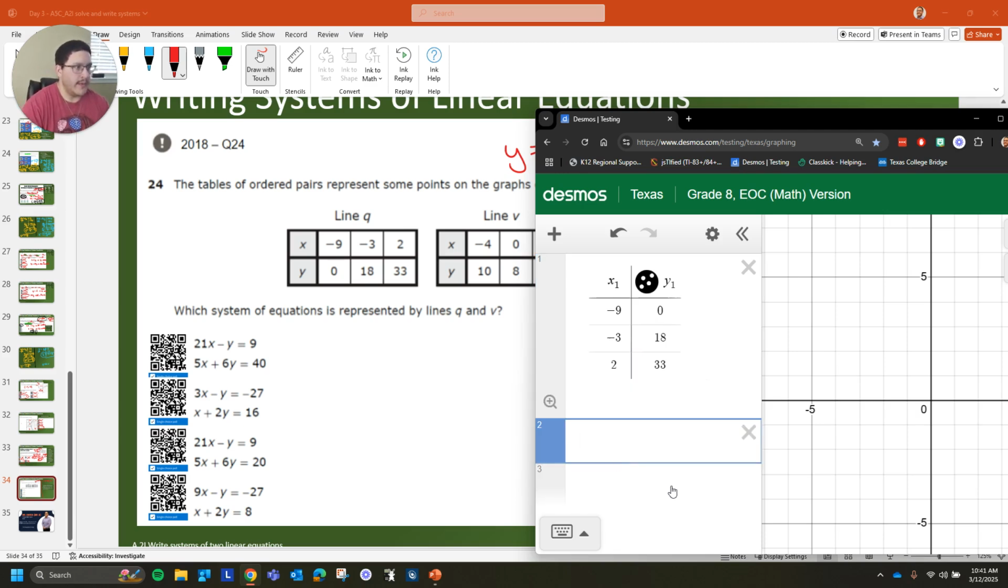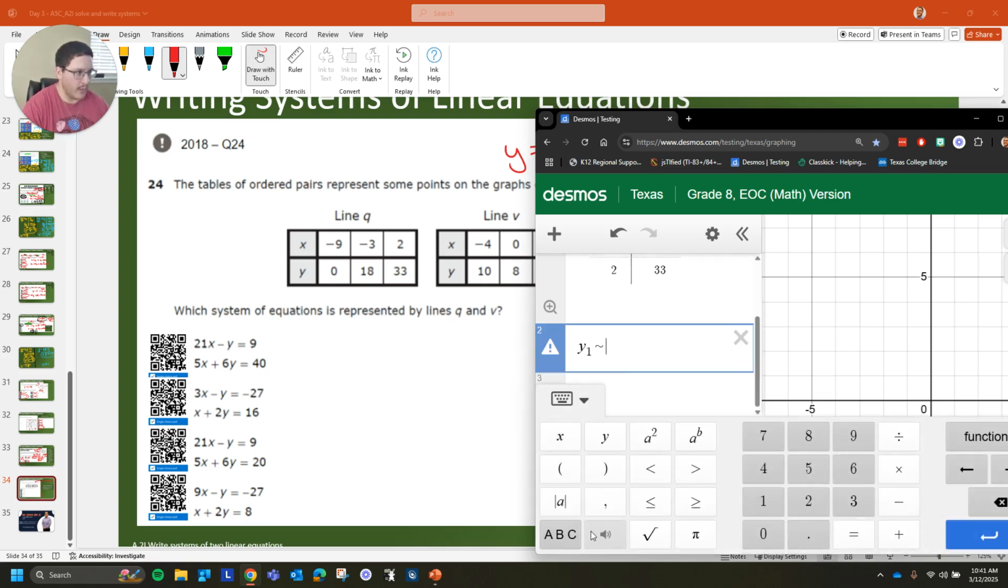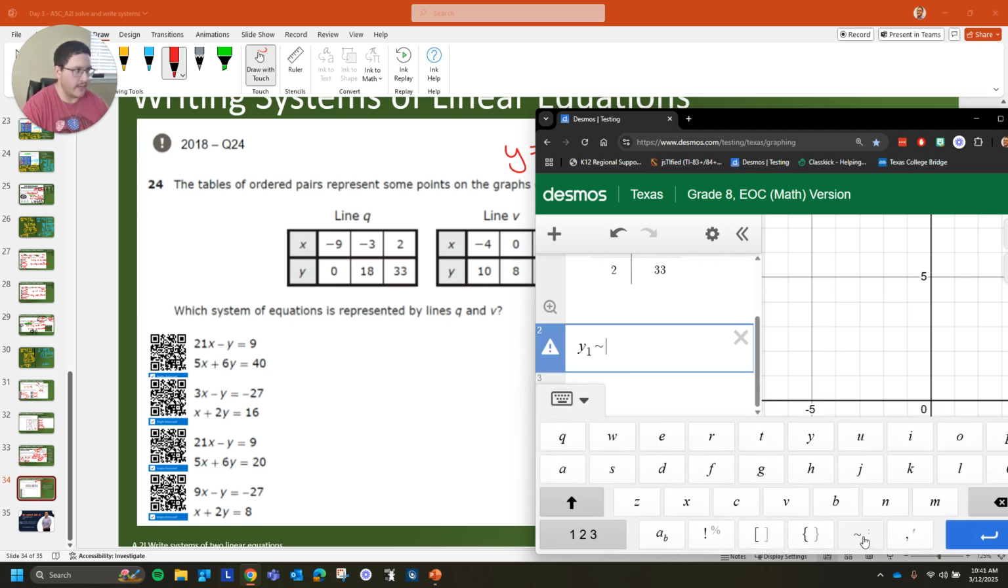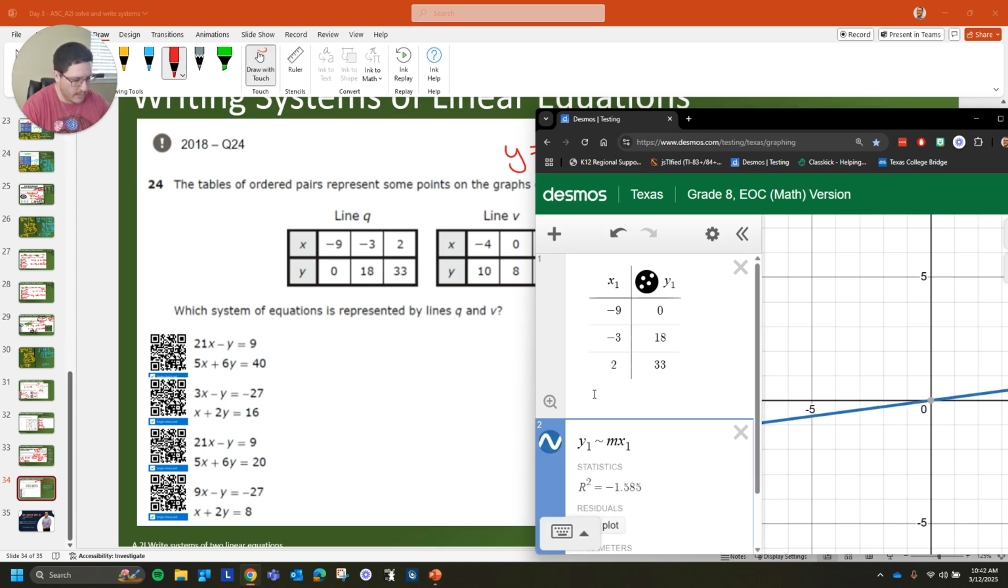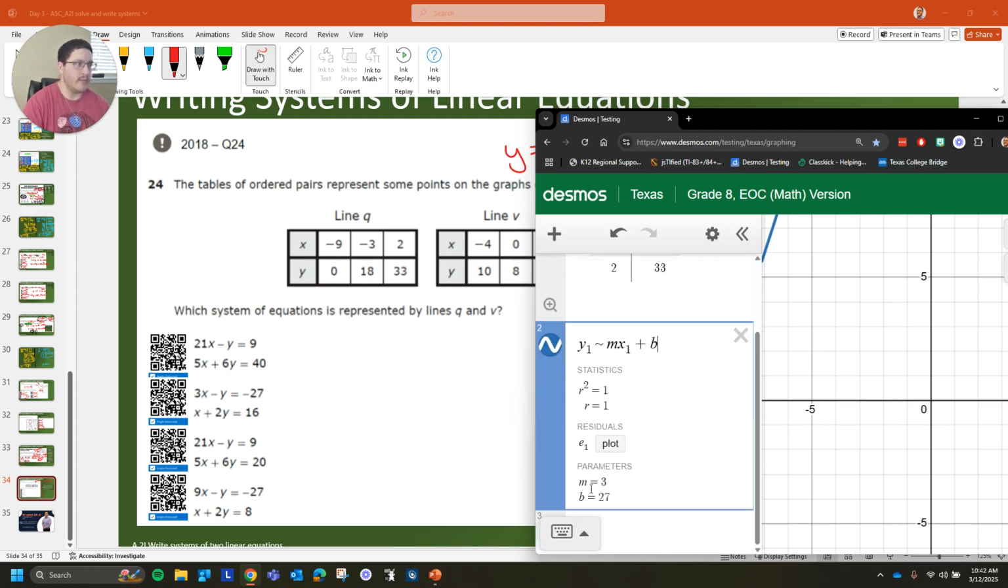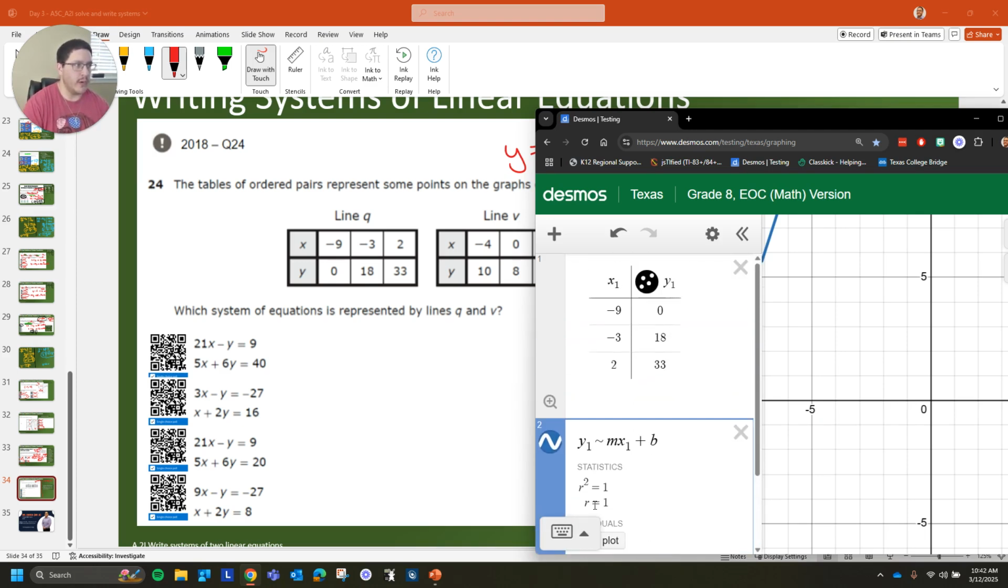Okay, so now I'm going to type in the following: y1 squiggly, which you can find next to the 1 button by holding shift, or by going on the keyboard right here, clicking on ABC, and then seeing the squiggle right there. I think it's called tilde, I'm not sure, but squiggle is what we need. And then you're going to type in mx1 plus b. And here's my equation. M is 3, b is 27.